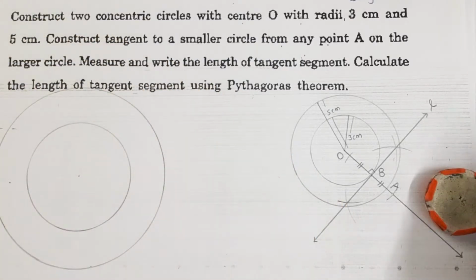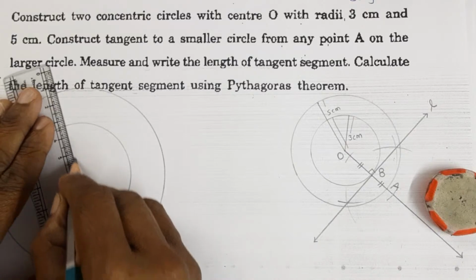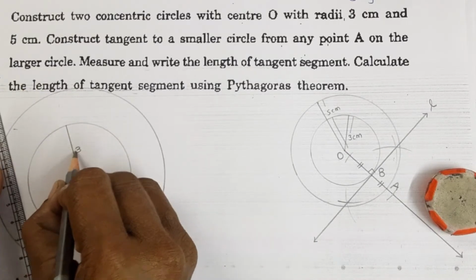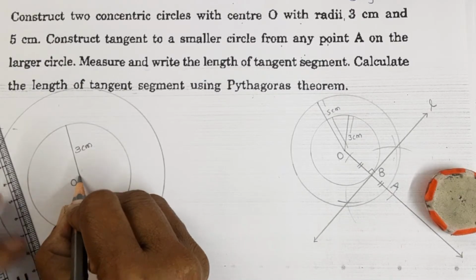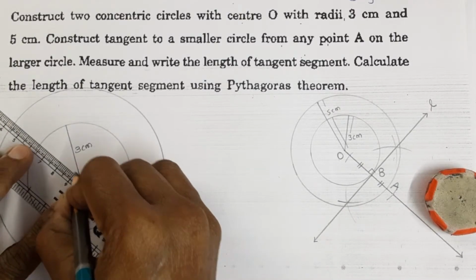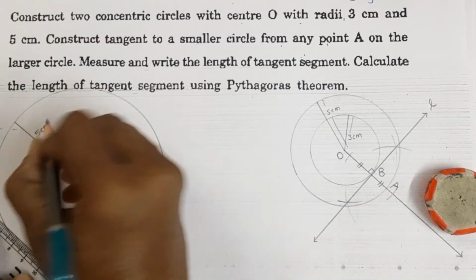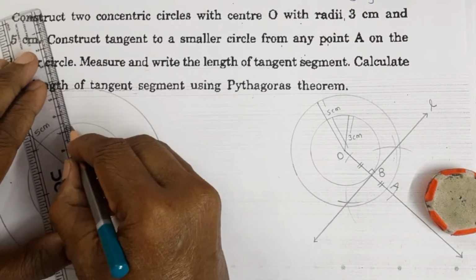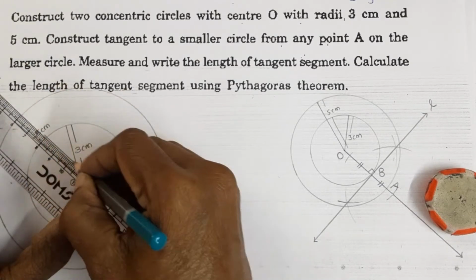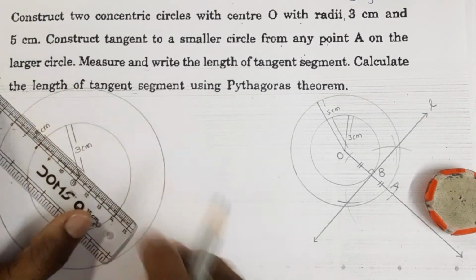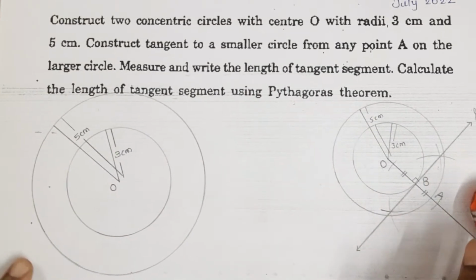Yes. So now this is of 3 centimeter, taking O as a center, and then this is of 5 centimeter. Mark here 3 centimeter and here as well 5 centimeter, concentric circles, students. Okay. See here.